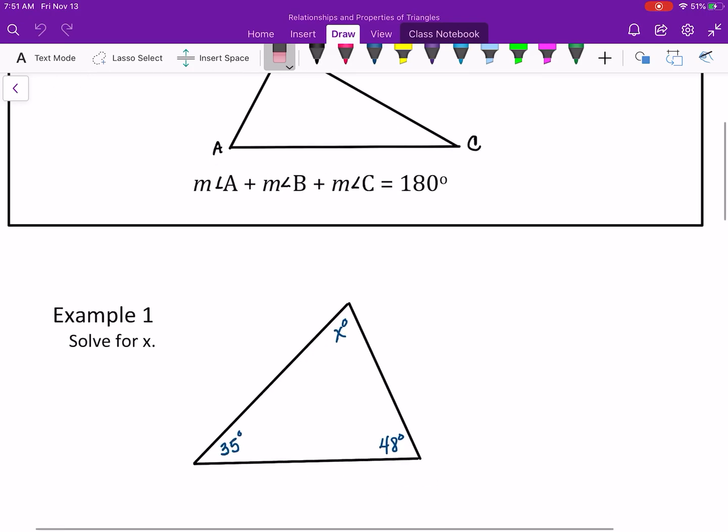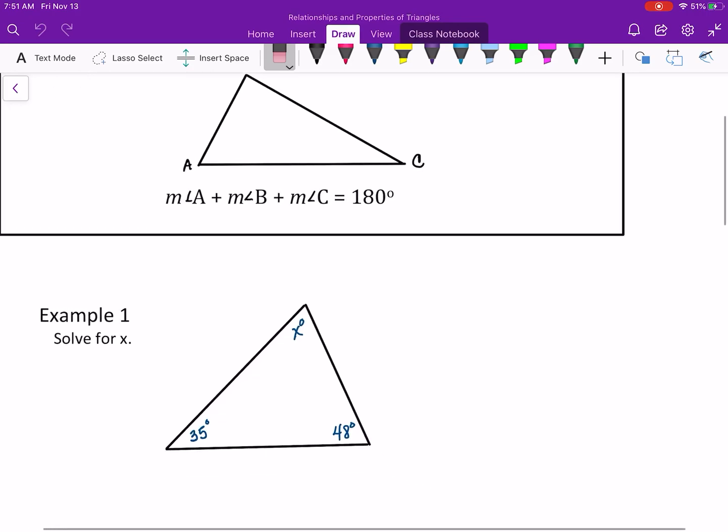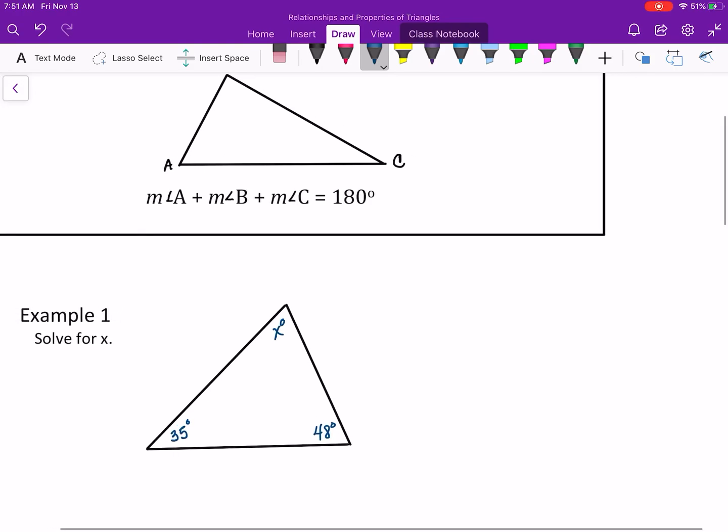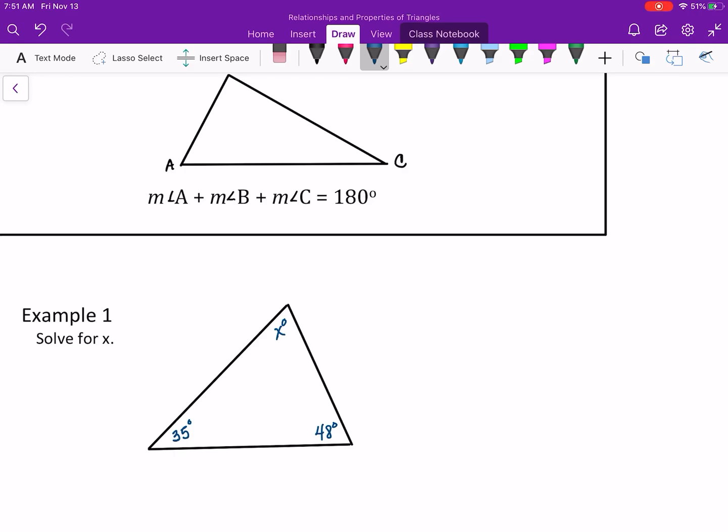No matter what we give you, no matter what the triangle looks like, all three angles always add up to be 180 degrees, whether it's a right triangle, an obtuse triangle, or an acute triangle. So we're going to use that fact, and in all of these triangles, we're going to solve for x. So step 1, let's write an equation that deals with that theorem. It says the sum of the angles equals 180 degrees.